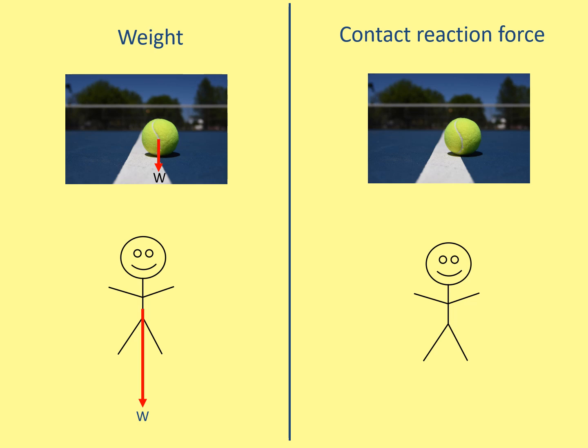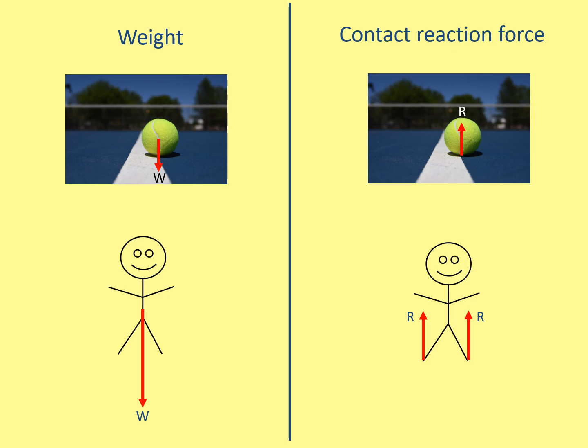We would say that the ball and the person are in equilibrium. So therefore there must be balanced forces. And if there's a force down, there must be a force up. And this force that pushes up is called the contact reaction force. And we draw it like this. So the arrow starts from where the contact is. So where the ball touches the floor, that's where I'm going to start my reaction force.